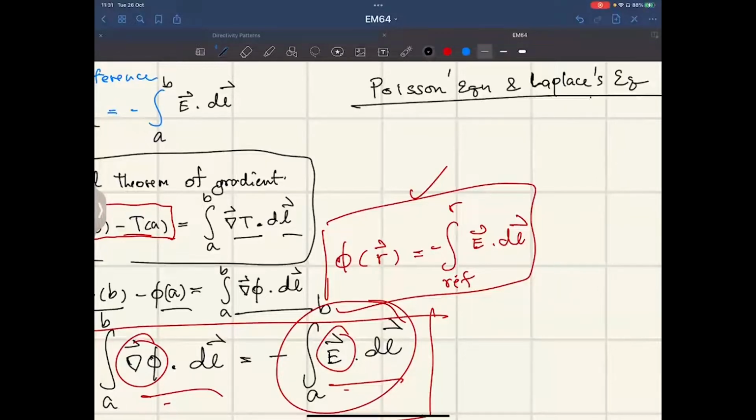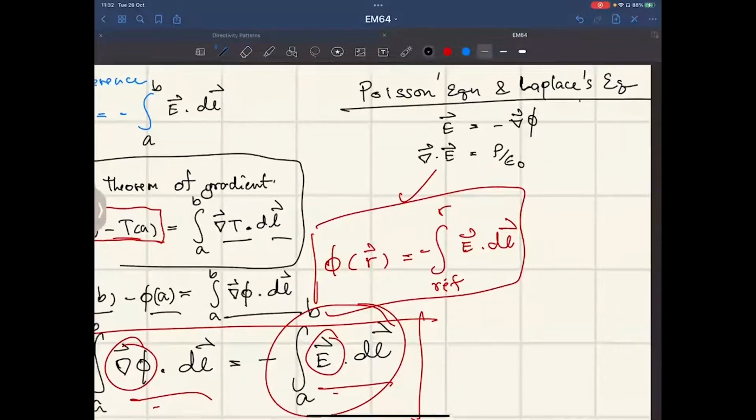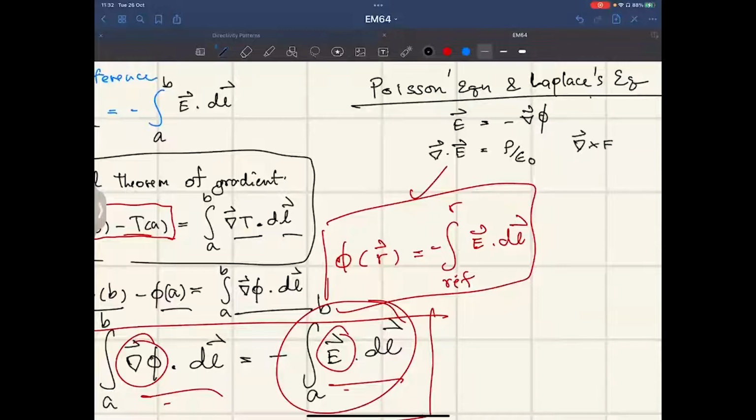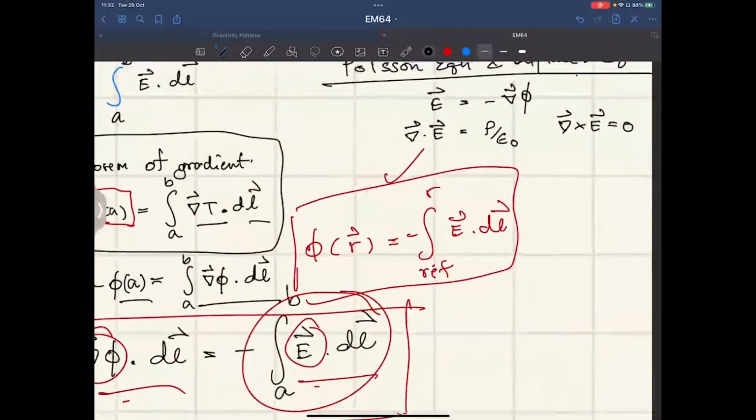Okay, these are two very important concepts. We know that E is equal to minus the gradient of the potential, and we also know the first equation of the Maxwell equations, divergence of E is rho divided by epsilon naught. And we also have one more. Now we have three generals, three equations that are very important.